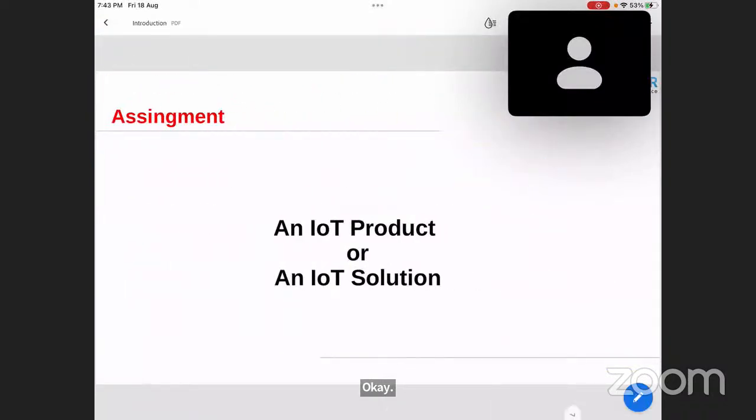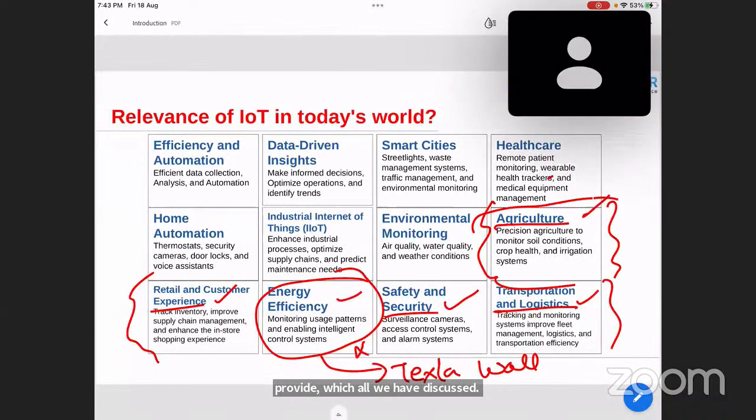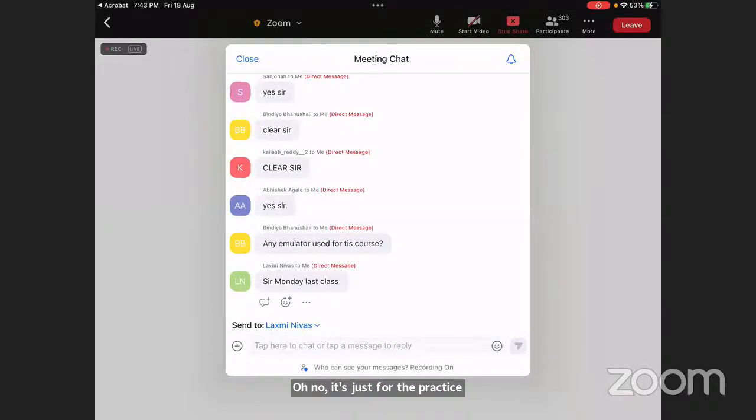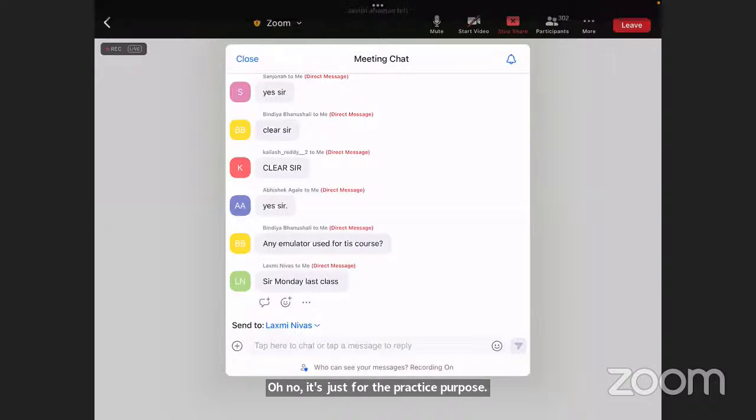So now you have some assignment. It's not a full assignment type of thing. You have to think of an IoT product or IoT solution which you want to provide, from the fields we have discussed: agriculture, energy efficiency, security and safety, transport. You can even talk about home automation efficiency. Make one-liners. It's just for practice purposes. We'll take around 5-10 minutes, you throw me those ideas, and we'll select 1 or 2 and discuss them.